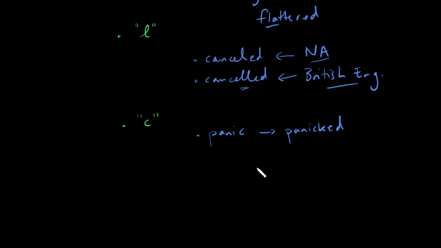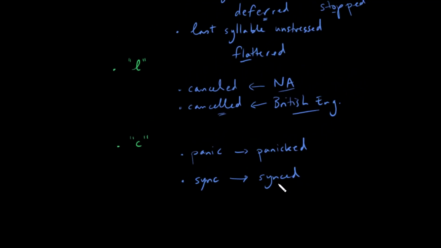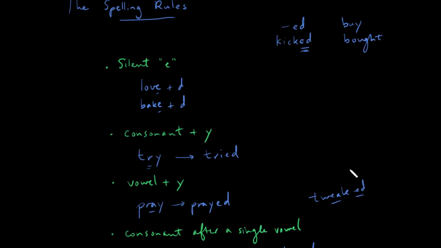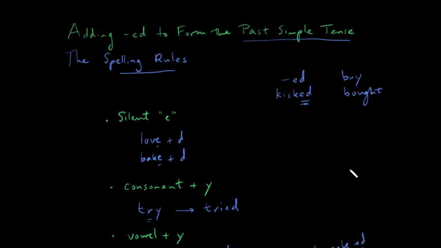There is one exception to this rule though, and this is a fairly contemporary verb. It's the verb sync. If you are syncing your files, you do not add the K, so you would say I synced, just adding the -ed. Hopefully this doesn't confuse you too much. Hopefully you find this interesting and helpful. Those are the spelling rules for adding -ed to form the past simple tense.